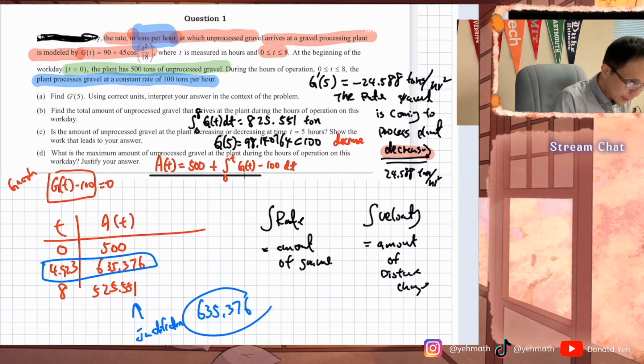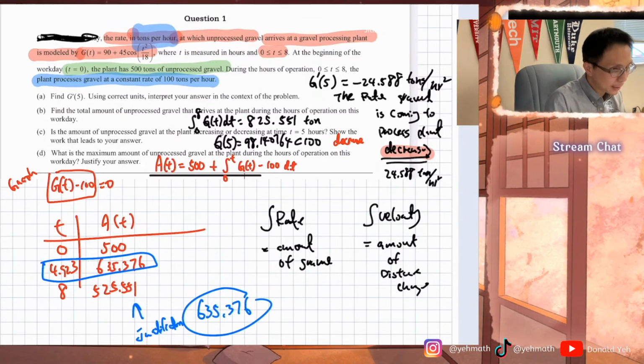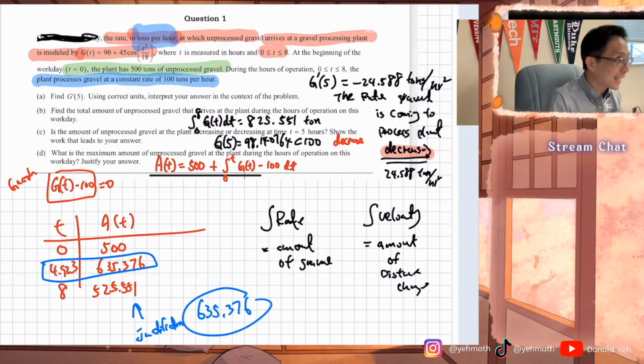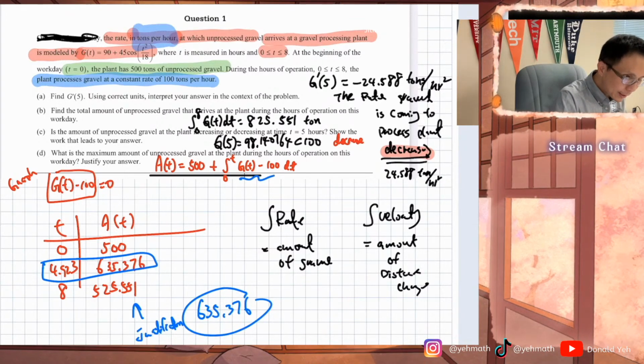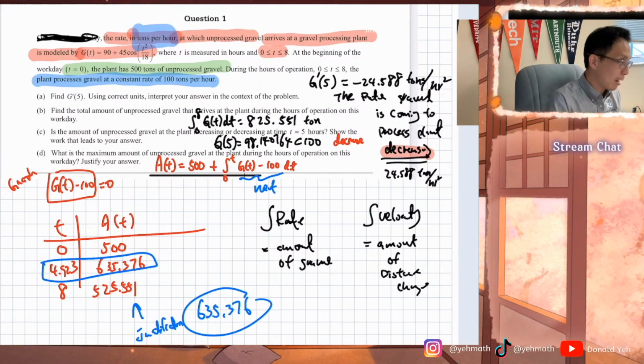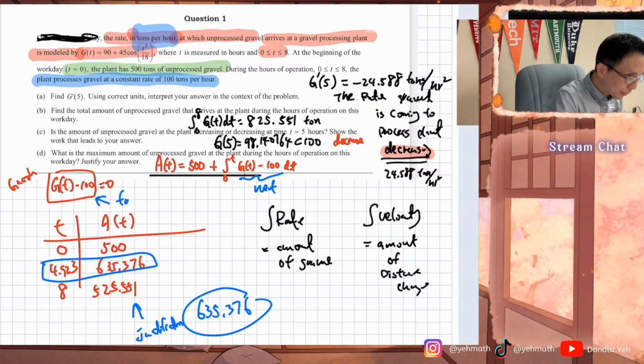Okay, so this is what you're looking for, and that's how you're going to get it. Remember, net rate is the amount of in minus out. This is the net, in minus out. Now this is going to find a critical point.